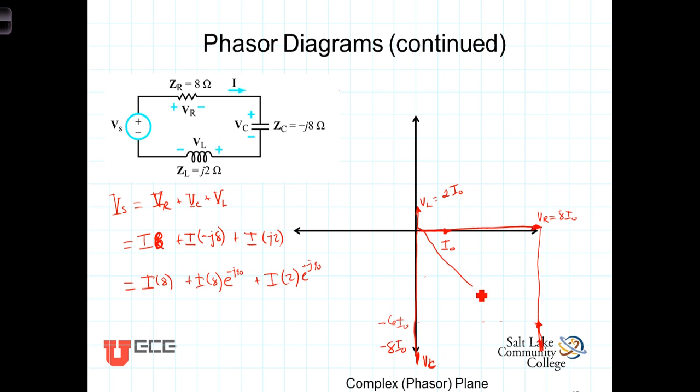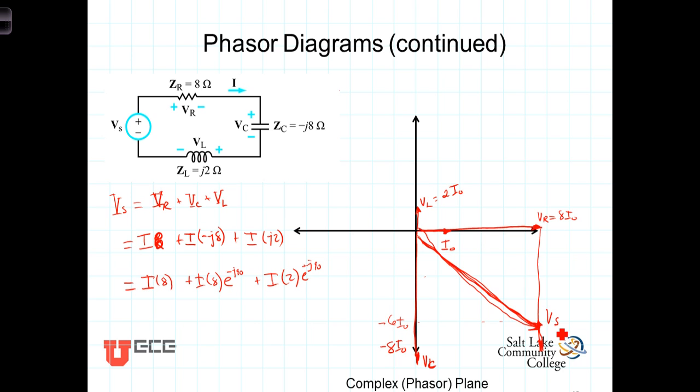Let's see how good of a job I can do drawing a vector down there. Not very good. That's a straight line vector. That's better, I guess. So V sub s is equal to V sub r plus V sub c plus V sub l. This resultant phasor is V sub s.